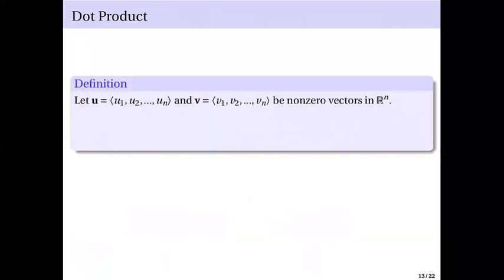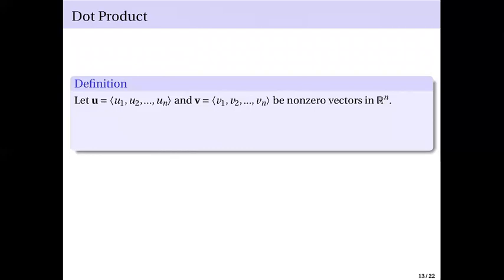Now, suppose we go to Rn. So how do we define the dot product? Initially, we don't know what angles in the space of Rn are. We don't know that one, but we can define them later.